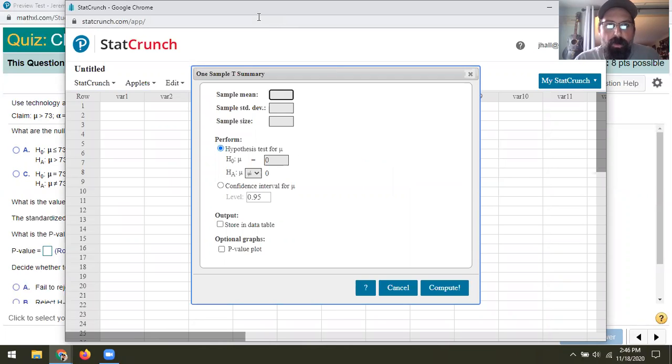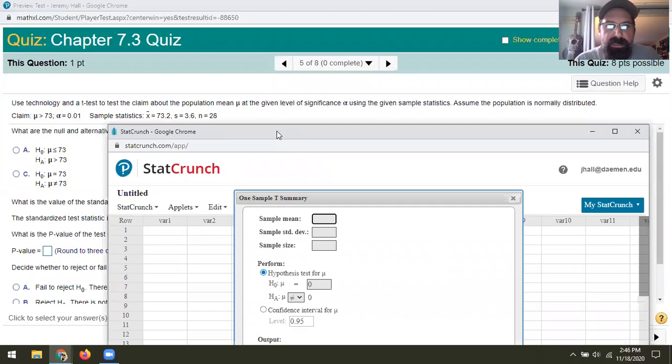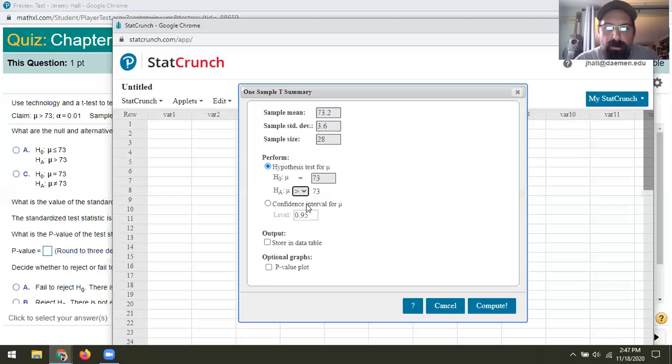So with summary, what is the sample mean? It is right here, 73.2. Sample standard deviation, 3.6. Sample size, 28. Hypothesis test for mu. The null hypothesis in StatCrunch always has just a strict equal, but we'll put the value of 73 in there and then realize that the claim is the alternative hypothesis. It says mu is greater than 73. That's really all we have to do. Don't worry about confidence interval. That would be from chapter 6.